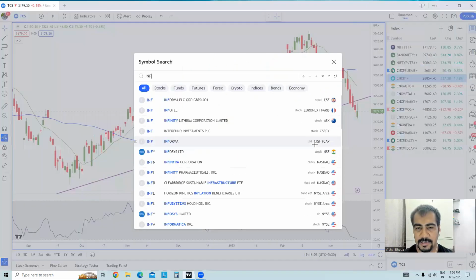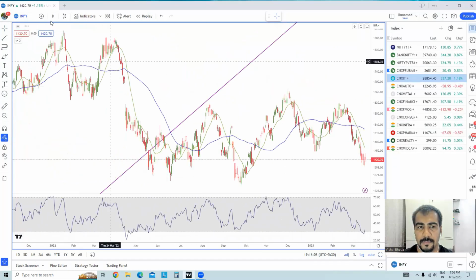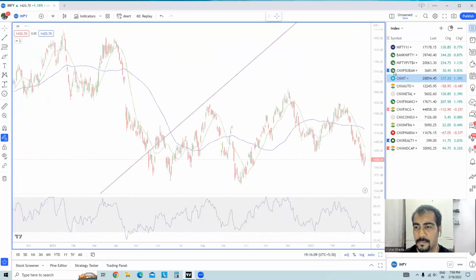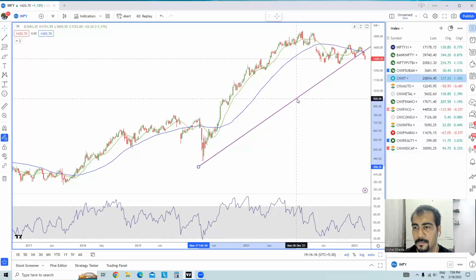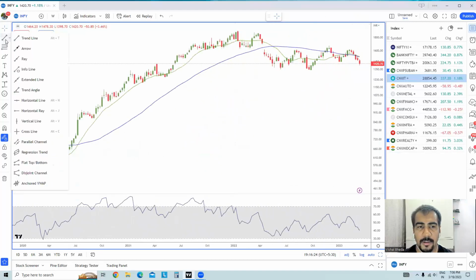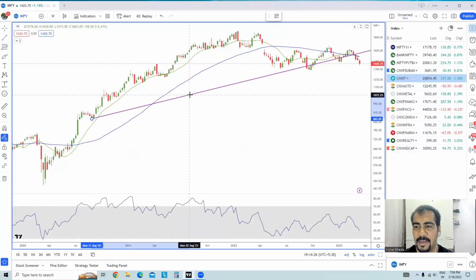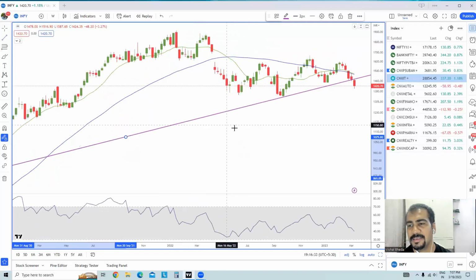Let's have a look at Infosys. In Infosys, we'll have to probably draw a different trend line. Now in Infosys, what you can see is something really different. The prices are clearly trading below the trend line.